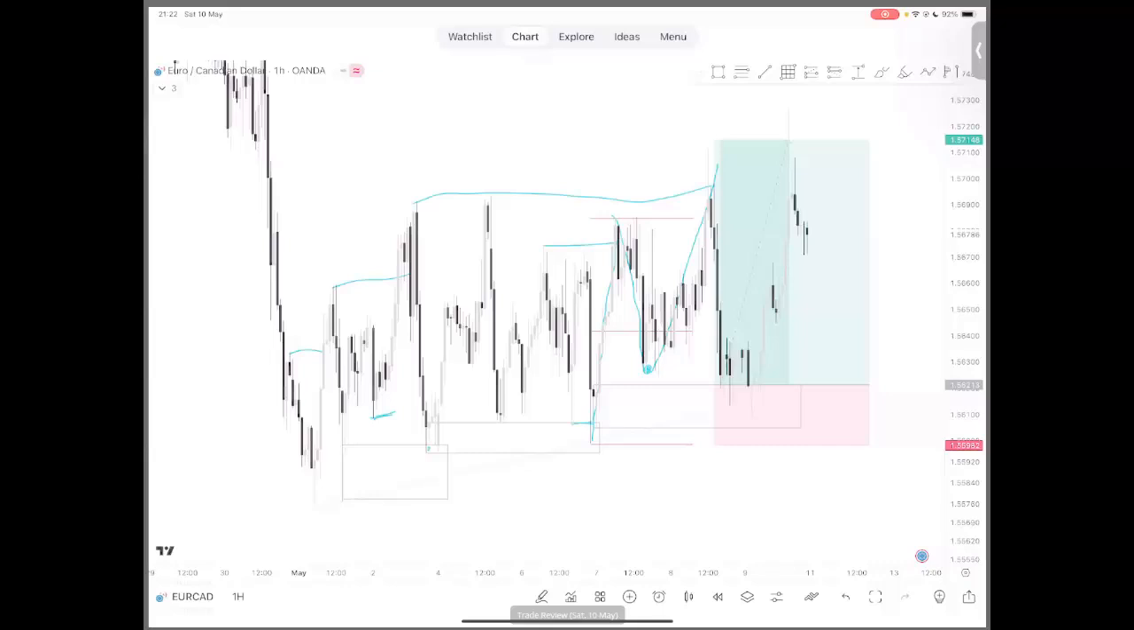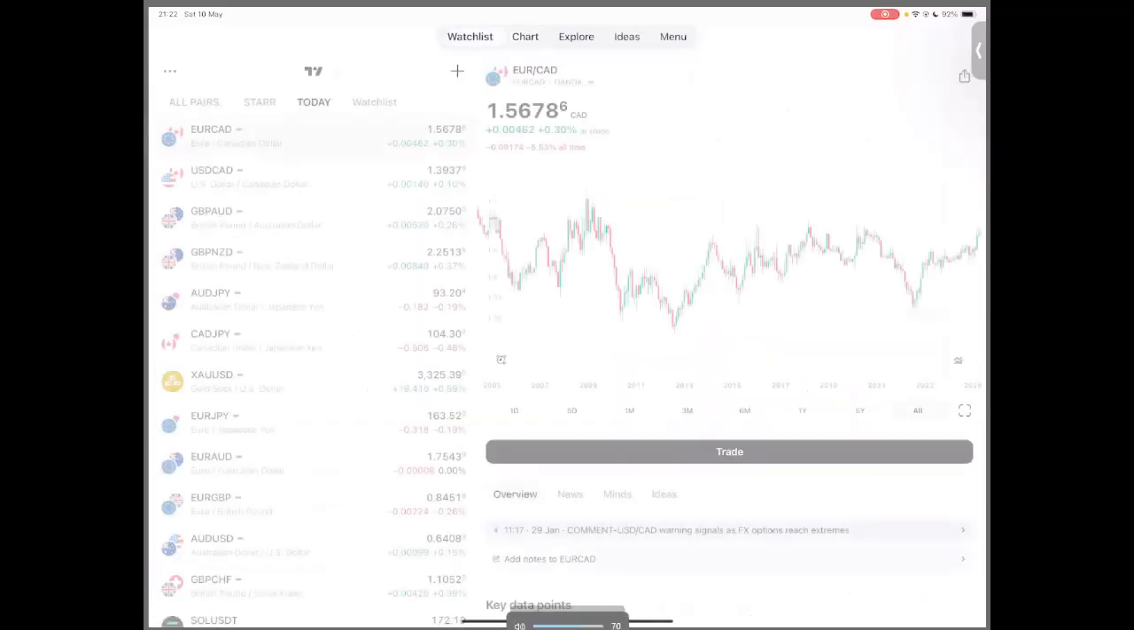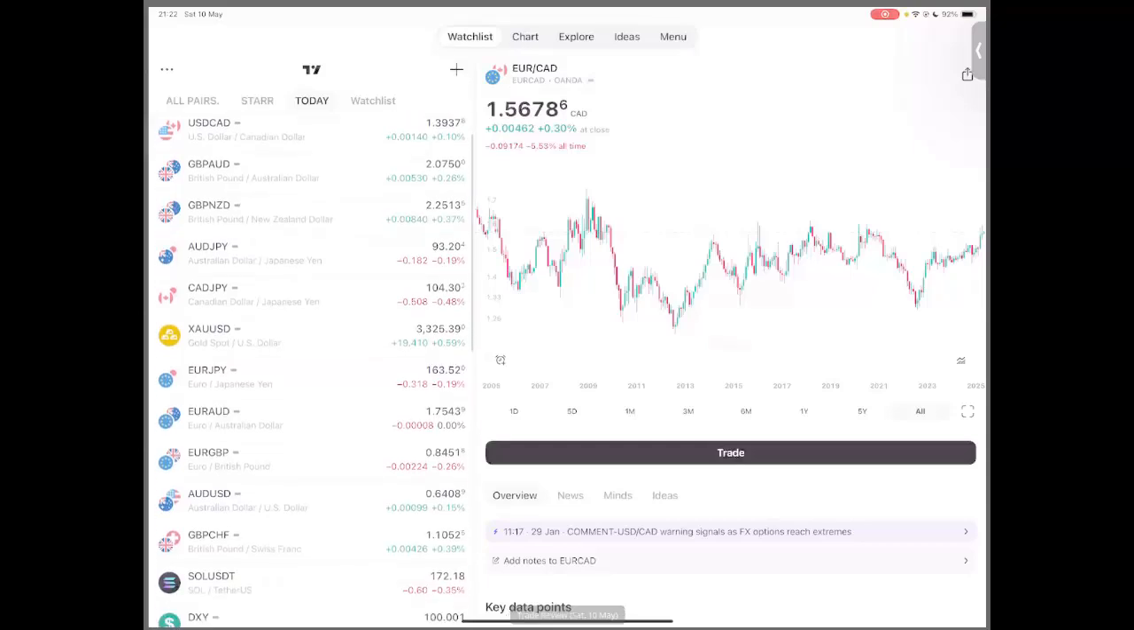I think it activated on Thursday evening and hit take profit on Friday afternoon. As easy as that. And another setup I took was the EURJPY.